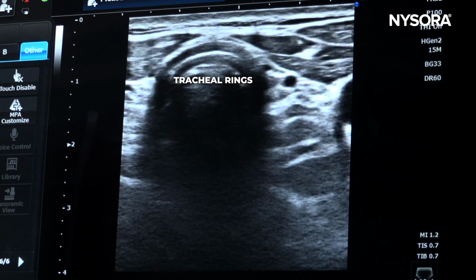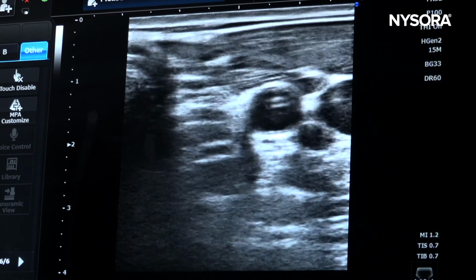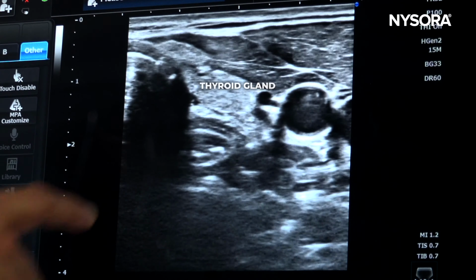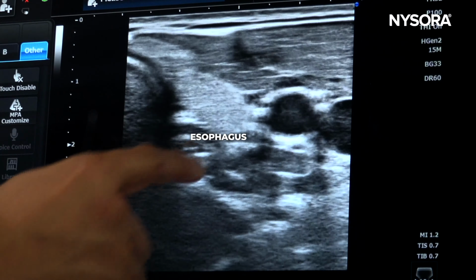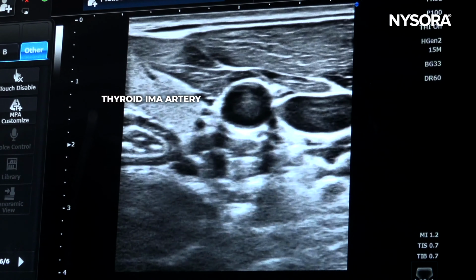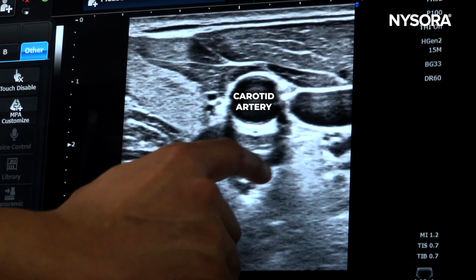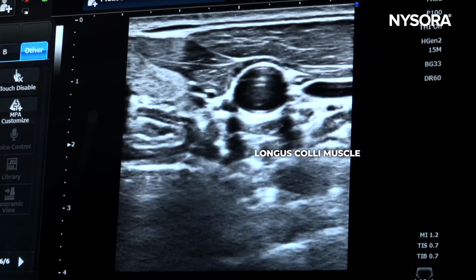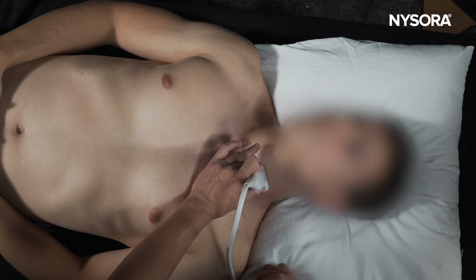So on this image, you are now seeing structures like tracheal rings, and also part of the thyroid gland and esophagus. Along with that, you have structures like the thyroid ima artery, which is supplying the thyroid gland. You have the carotid artery, and below the carotid artery, you have the longus colli muscle. You have the internal jugular vein, which I'm pressing now.